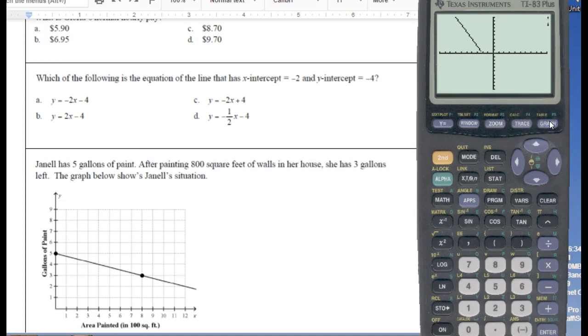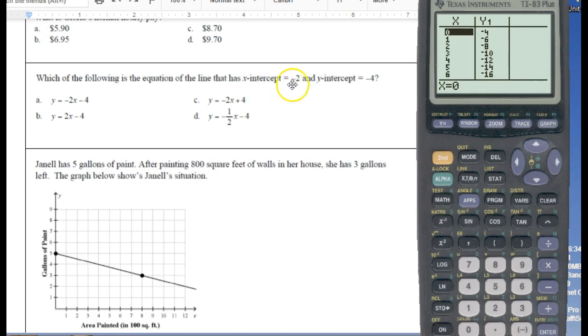So then I hit graph, and the graph is good, and I could tell some things. Here, I could say, oh, well, that's crossing at -2 and -4. It's kind of hard to see, kind of looks like maybe. But I can also do the table, which I just love the table. It's this button right here, and I just hit second and table to go to that.